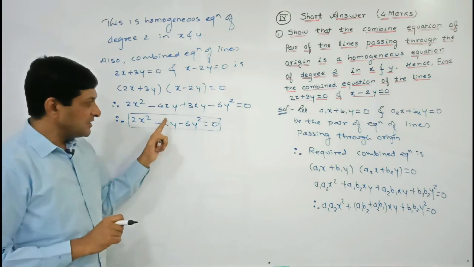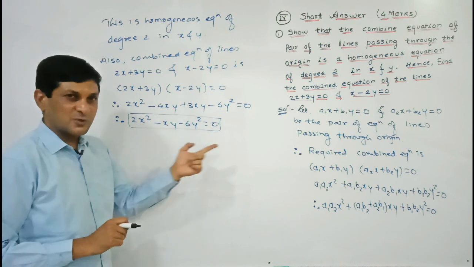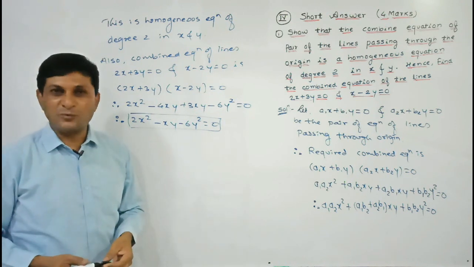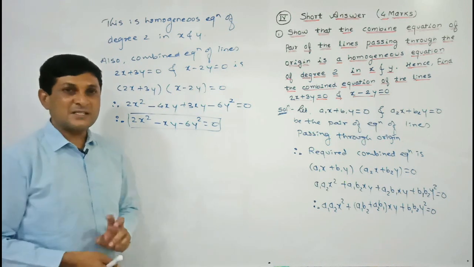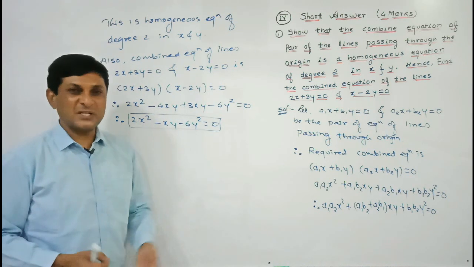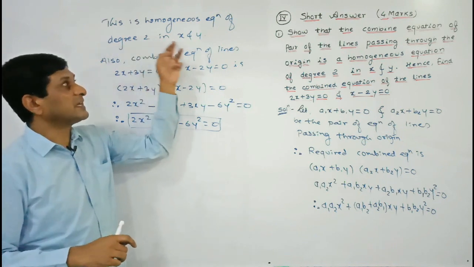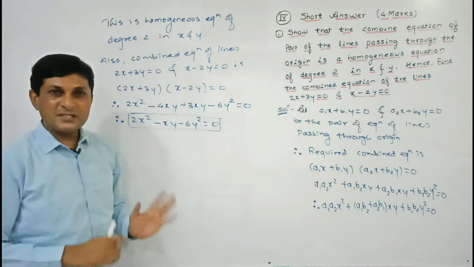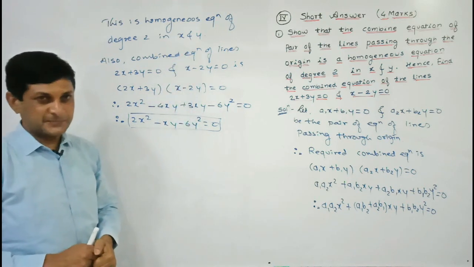Yes, degree is 2. Here 1 plus 1 means degree of second term is also 2, and here degree of third term is also 2. That's why we can say that this is homogeneous equation of degree second in x and y. Means our first theorem says that if two lines pass through the origin, then their combined equation is homogeneous equation of degree second in x and y. This completes the proof of this theorem and solution of the example.